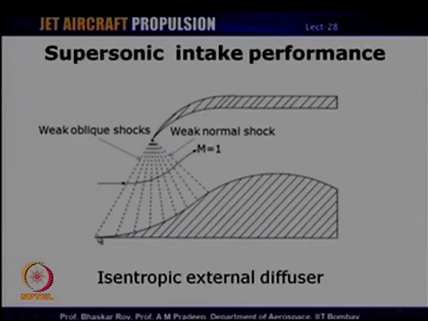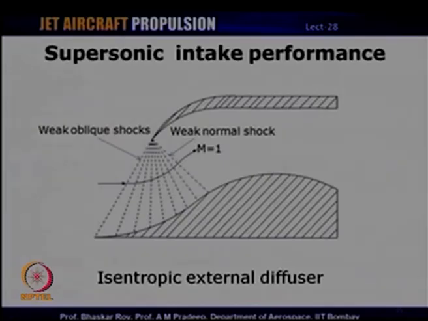If we are able to contour this center body in such a way that we have infinite weak oblique shocks and then a weak normal shock, then a supersonic flow can be decelerated through all these infinite shocks, eventually to a subsonic Mach number through this infinite shock system.